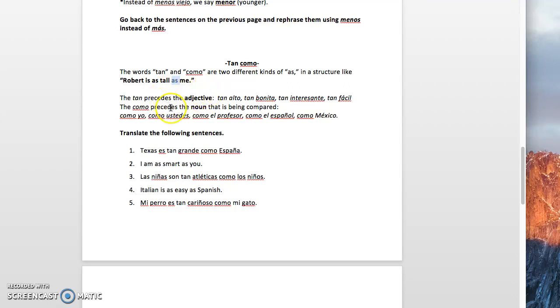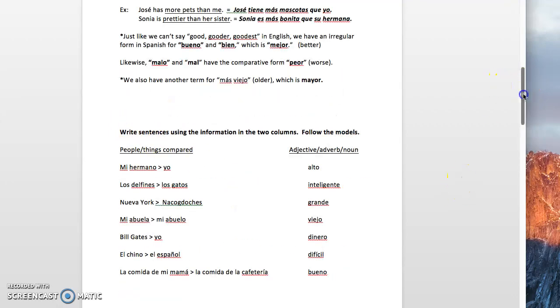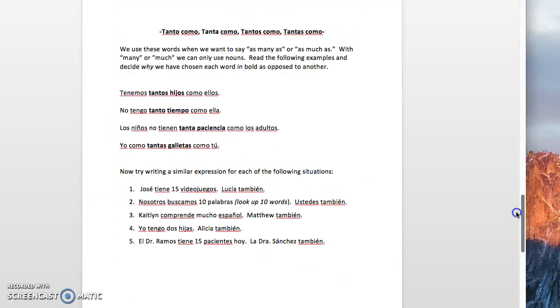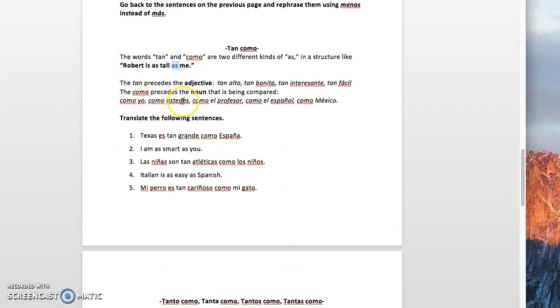The como precedes the noun that's being compared. Tan alto como yo. Tan alto como ustedes. Tan bonita como la profesora, tan interesante como el profesor, tan fácil como el español, tan interesante como México.